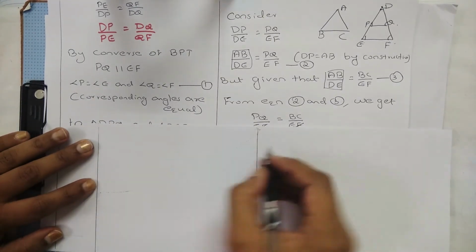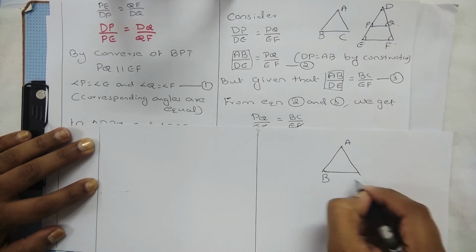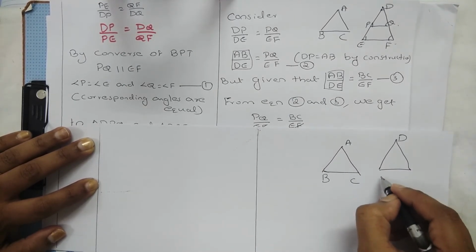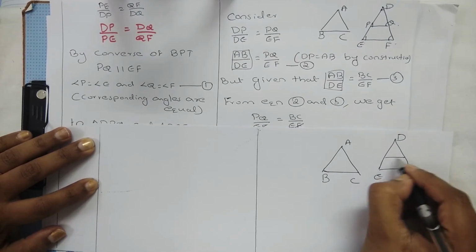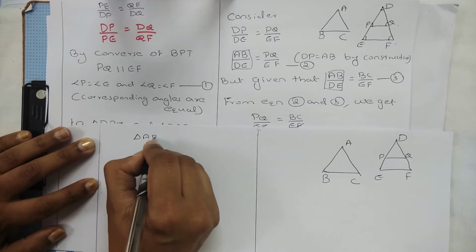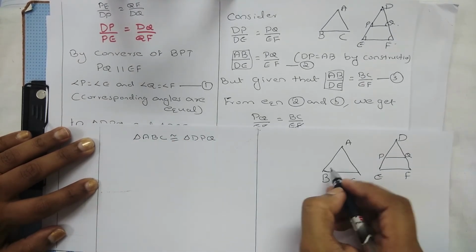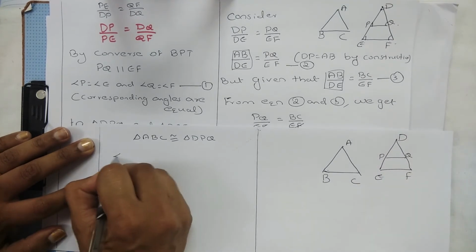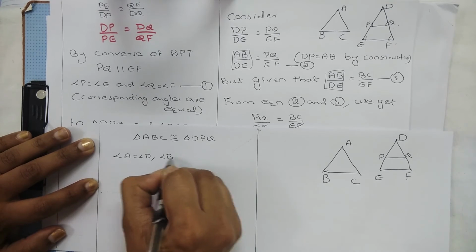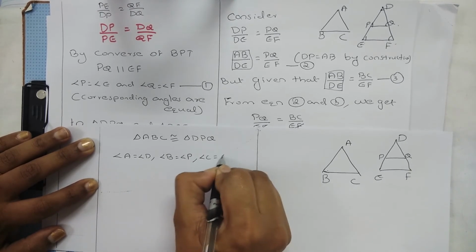That is, this is triangle ABC and triangle DEF. This is PQ. But we proved here triangle ABC is congruent to triangle DPQ, in the sense their corresponding angles will be equal. That is, angle A is equal to angle D, angle B is equal to angle P, and angle C is equal to angle Q.